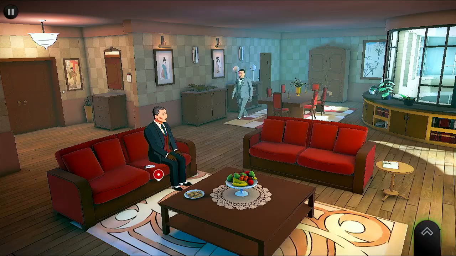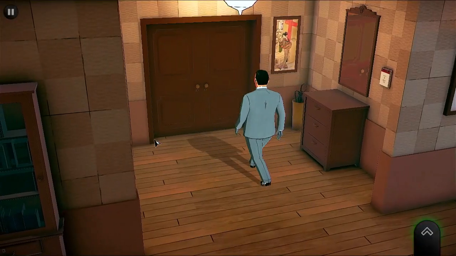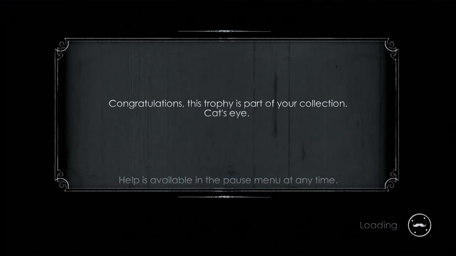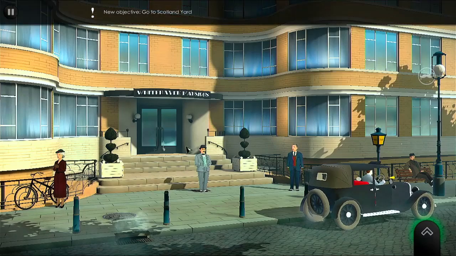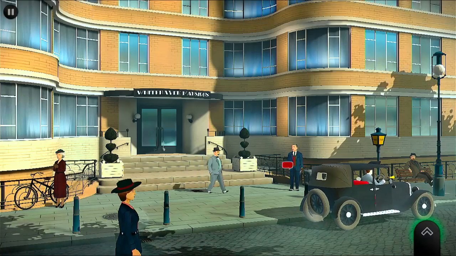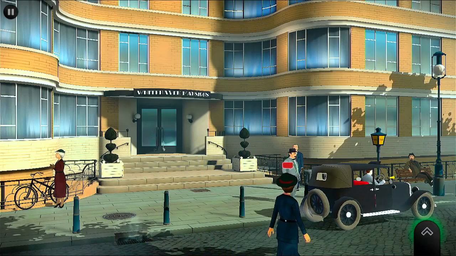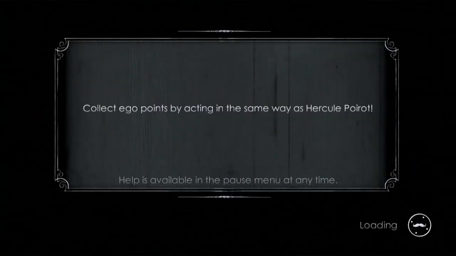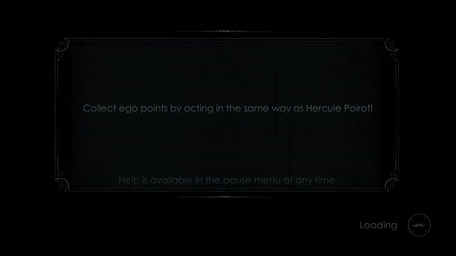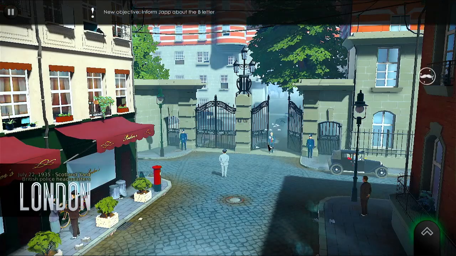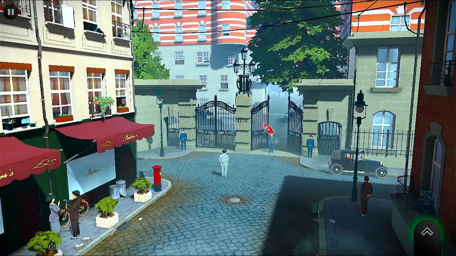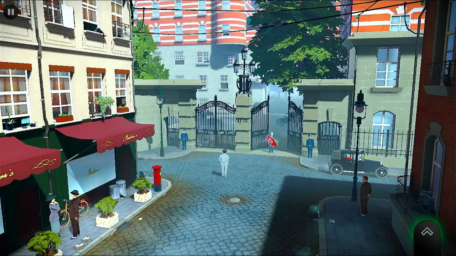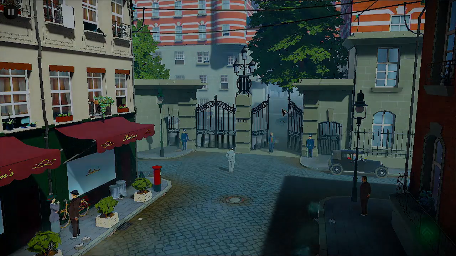Let's leave then. Let us go. Let's go to Scotland Yard. Go and see Inspector Japp. To Scotland Yard, please. Ooh, Scotland Yard in London. Let us go inside.